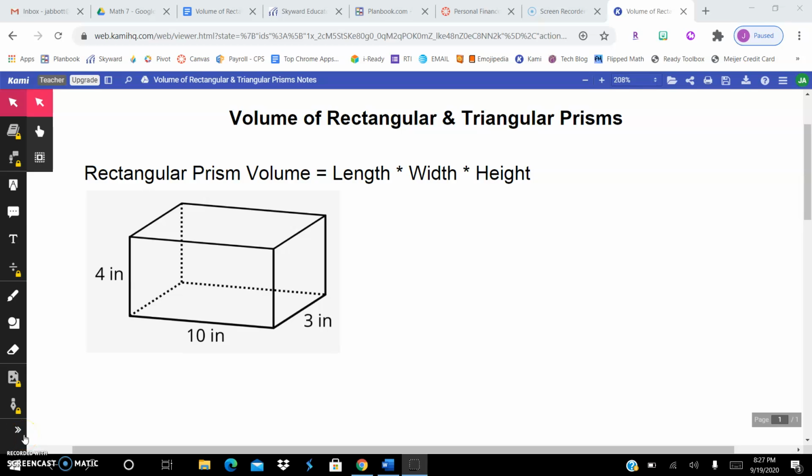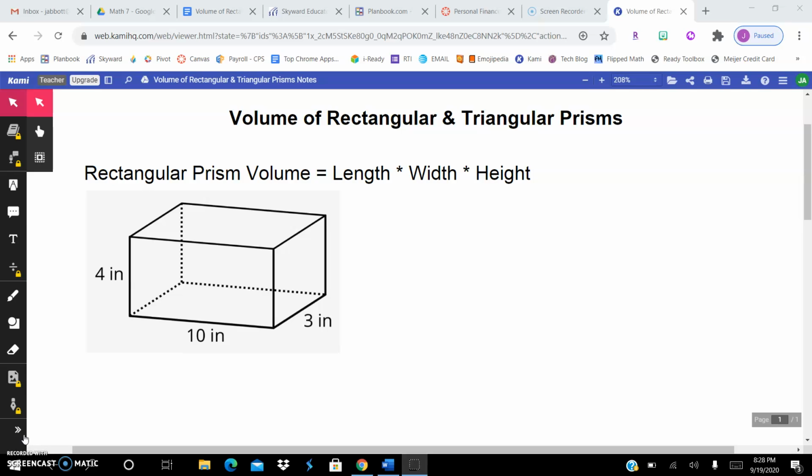Volume of rectangular and triangular prisms. Volume is how many cubic units can fit inside of the particular shape here. So a cubic unit is a little box, 1 unit by 1 unit by 1 unit.